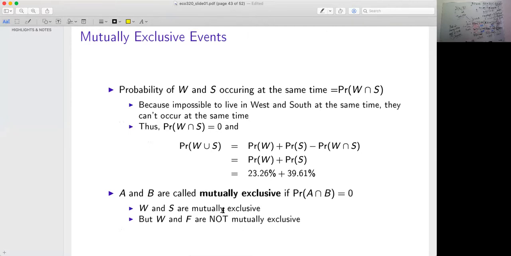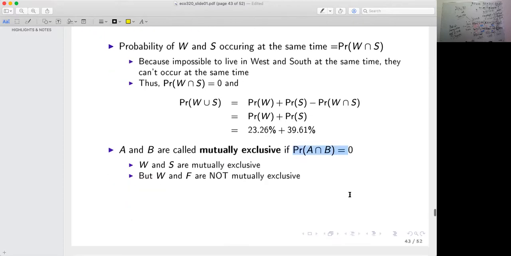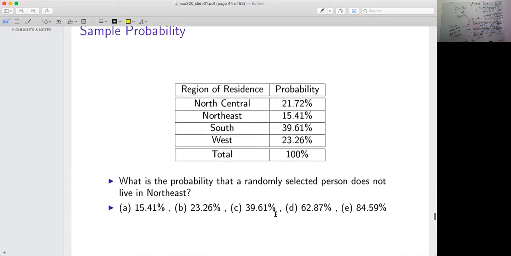Mutually exclusive is the terminology used when the probability of A and B equals 0. For example, West and South are mutually exclusive because people cannot live in the West and the South at the same time. So they are mutually exclusive because the probability of A intersection B equals 0. I'm going to ask this question in homework so you can find an example of mutually exclusive events. Try to think about this carefully.